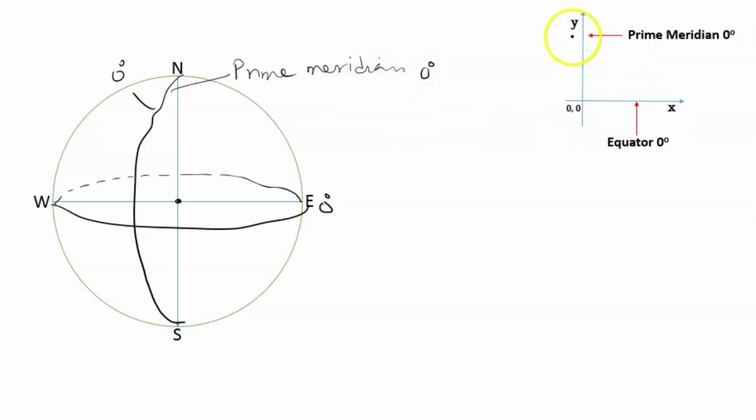So it's like our normal Cartesian plane that we used to know. In the Cartesian plane, you have 0, 0 starting from the origin, you have your y, you have your x. All right.